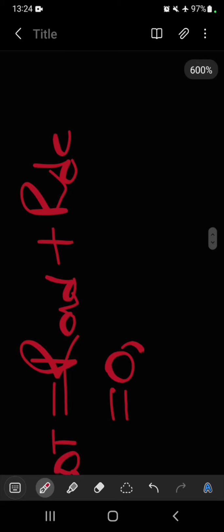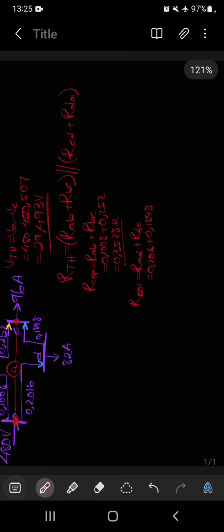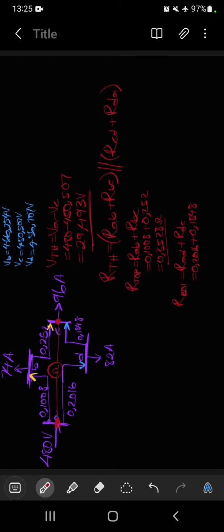That is 0.2016 plus 0.1848. They didn't come out of my head, they are right there. You see we have 0.1008, 0.252, 0.2016, 0.1848. So now that gives us 0.2016 plus 0.1848, that's 0.3864 ohms.